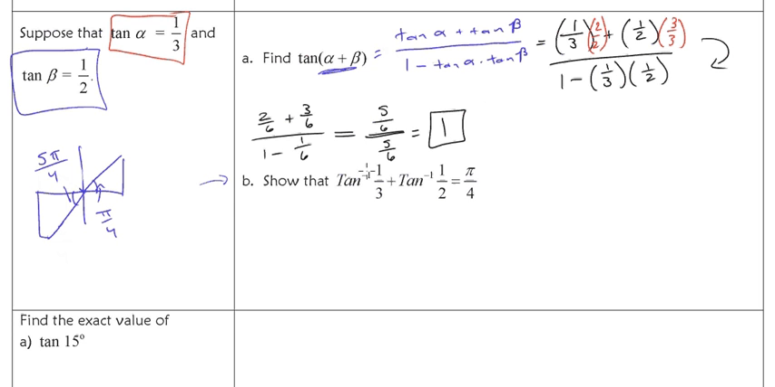Show that the inverse tangent of 1/3 plus the inverse tangent of 1/2 is equal to pi over 4. And so first off, where does the inverse tangent exist? It only exists in the first and fourth quadrants. Where does it equal 1? Or where is the angle going to be pi over 4? Where's that, the reference angle? Well, it's right here.